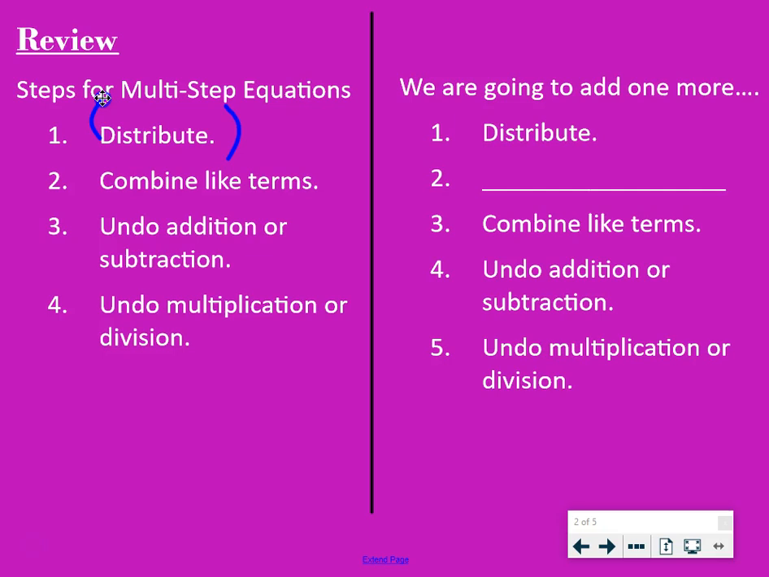Those were our steps. Now we're going to add in one more step right here, step 2. We're going to distribute still first, but then for step 2, we're going to get variables to one side. Then we're going to combine like terms, undo addition and subtraction, undo multiplication or division. Those are our steps.